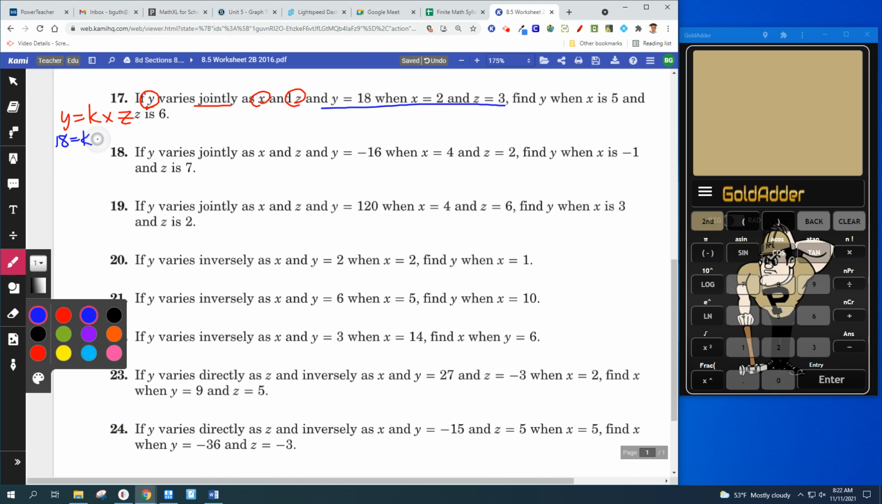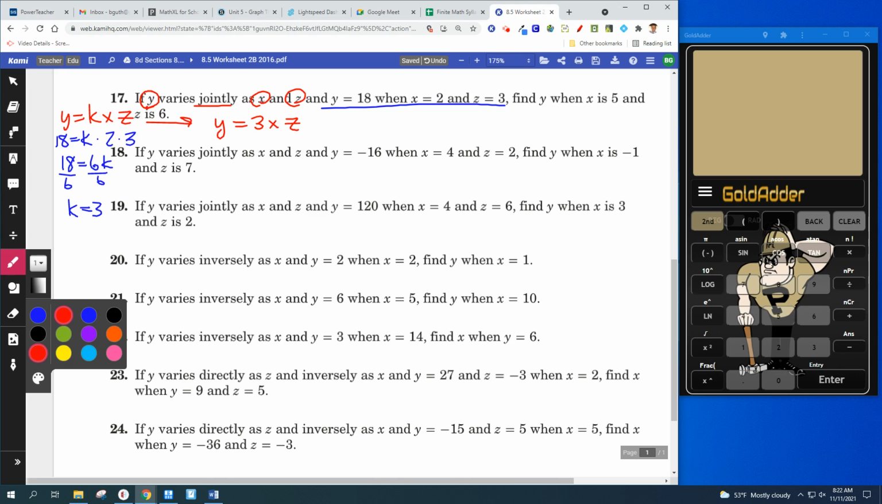So y is 18, x is 2, z is 3. You might be able to do that in your head, or we can rearrange that. 18 equals 2 times 3 is 6, so 6k. Divide by 6, whatever, do it in your head. It's got to be 3, right? Sometimes we trip over algebra when we can really just do the problem in our head. K is 3. So I'm going to rewrite that equation. That formula becomes y equals 3xz. I know the K value, the constant value, is 3.